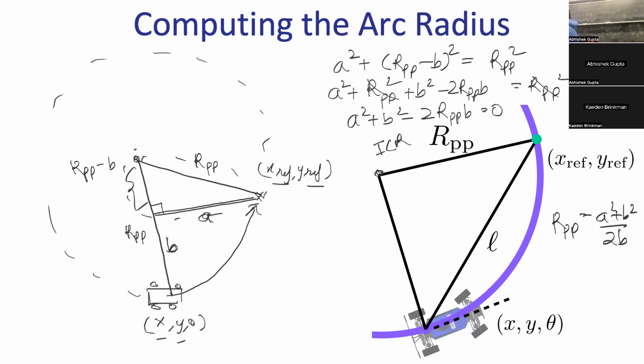Does that make sense? Okay, so now what we've done is we've expressed R_PP. We've said we're going to get the steering angle by doing tangent inverse of L divided by R, and we're trying to express R in terms of these entities that we know. So we know X, Y, theta, we know where we want to go, and we're trying to get R in terms of things that we know. So let's take stock of where we are.